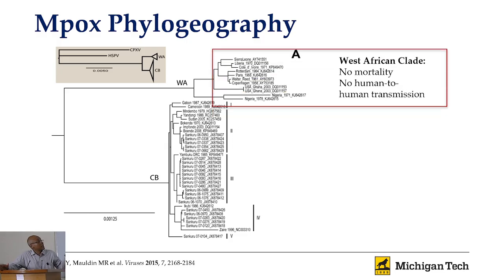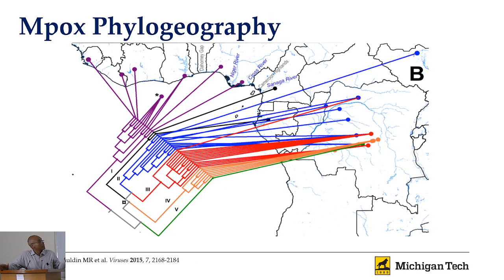Yeah, West African clades, but they found no mortality rate, no human to human transmission here. So the same thing here, they made so many phylogenetic trees to see what the relationship is between those viruses.